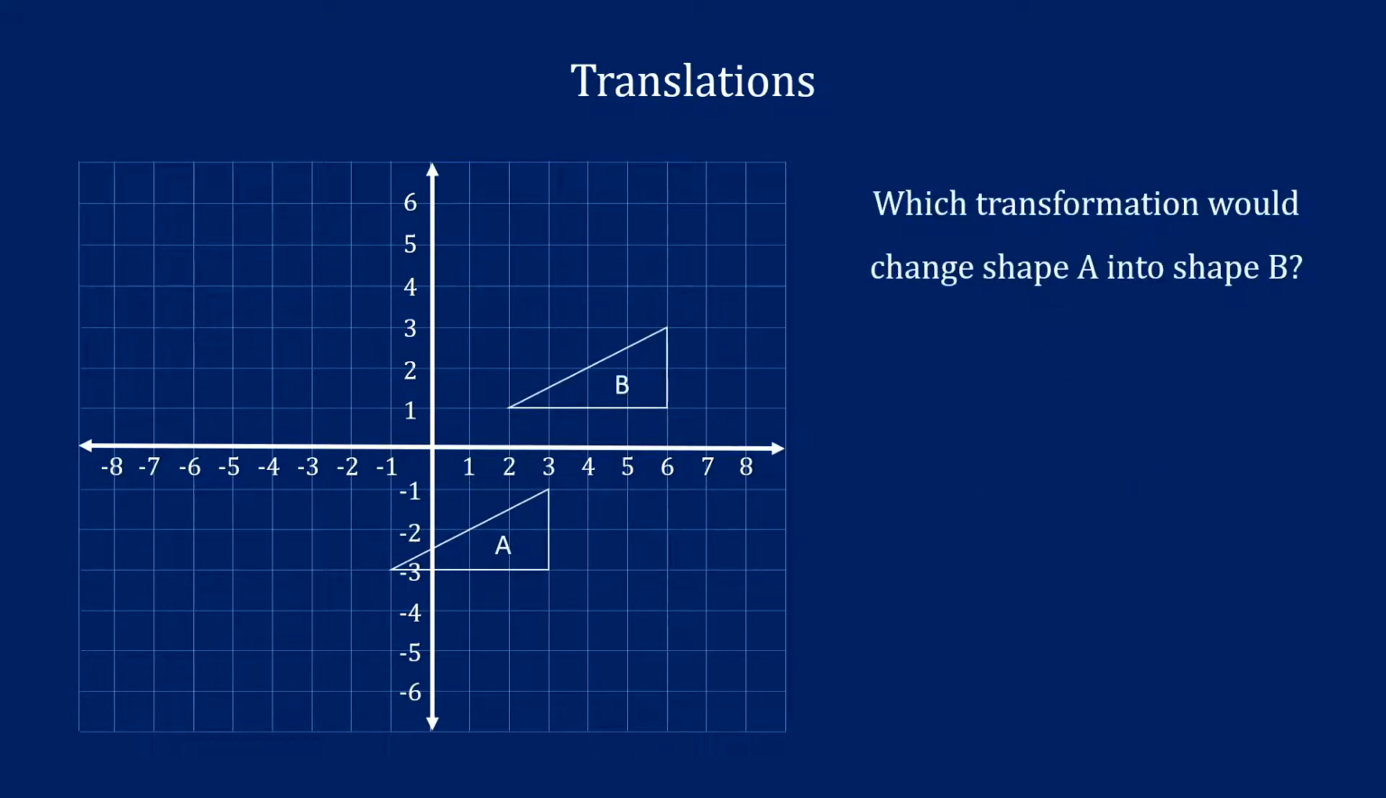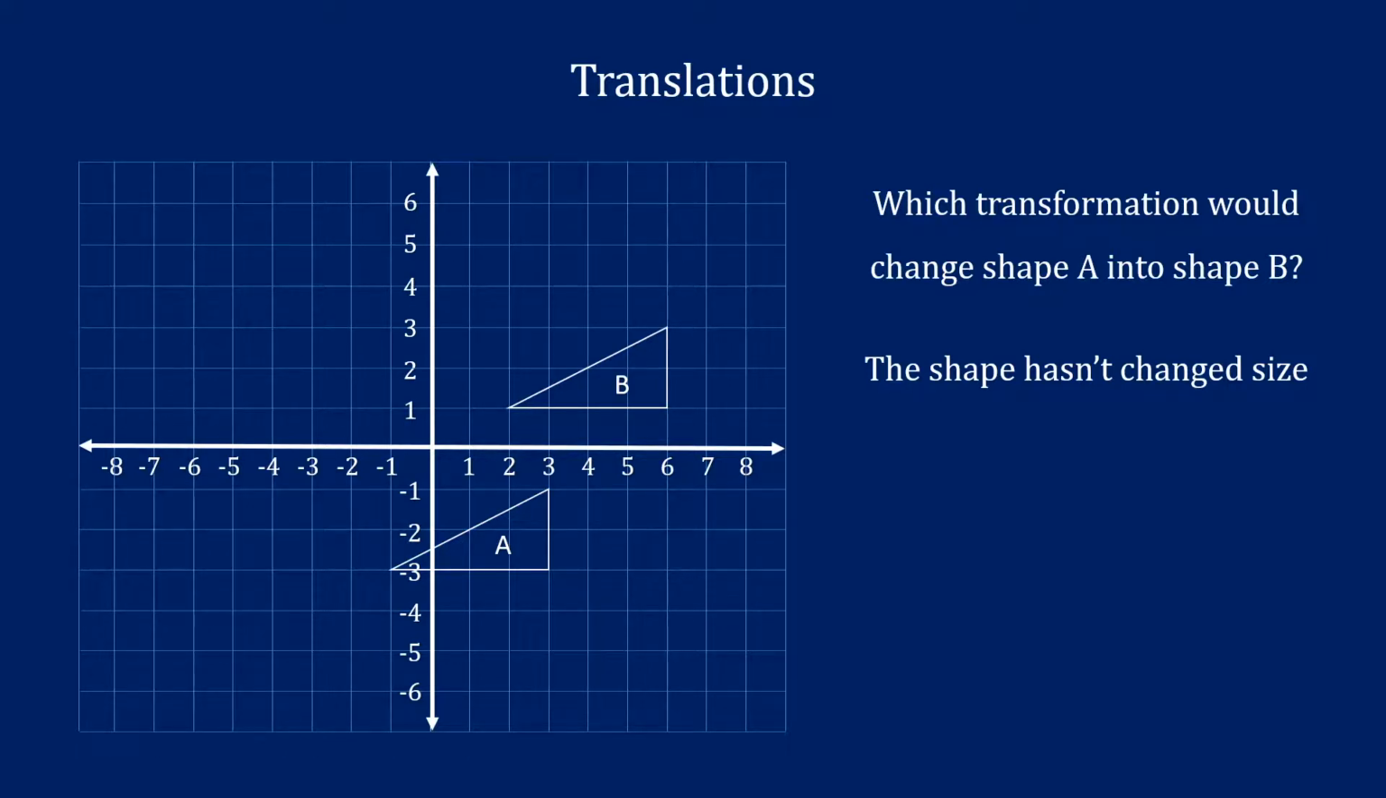Now take a look at this. Which transformation would change shape A into shape B? So now we're asked to analyze the transformation. Obviously this one is going to be a translation, but for each one of them there will be a few prerequisites that you need to know. There can be 4 different transformations, and we're going to see them in this series.